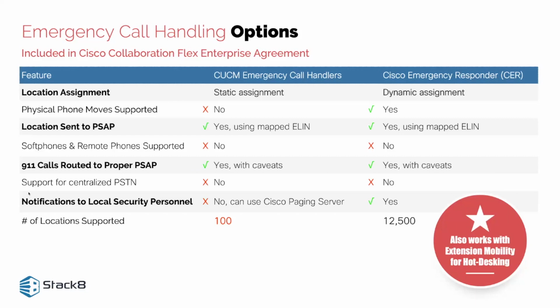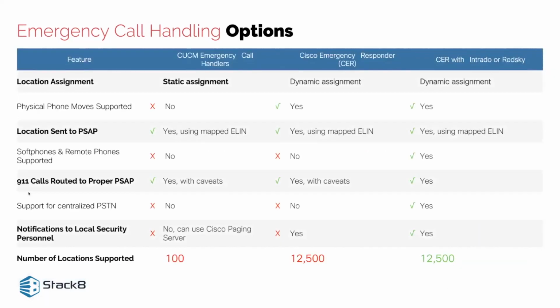So moving on to what else can we do to solve the soft phone problem as well as the centralized PSTN problem. Basically, the solution is to pair CER with services from third parties, either Intrado, who used to be called West Safety Services, or RedSky. Those two companies in North America have backend connections to every single public safety answering point in Canada and the US. So they're able to redirect the call to any proper PSAP based on your location.